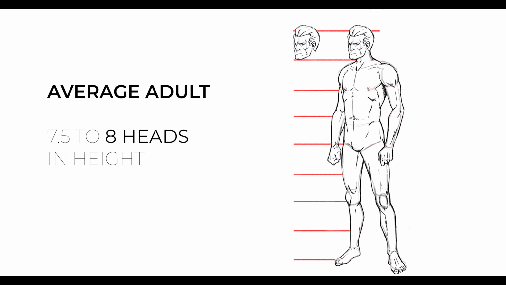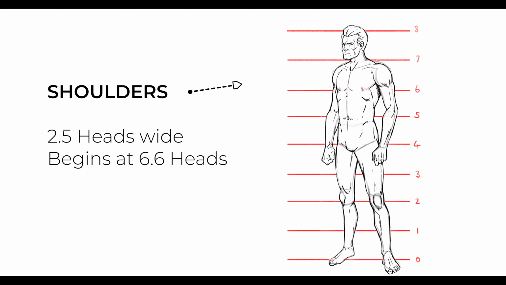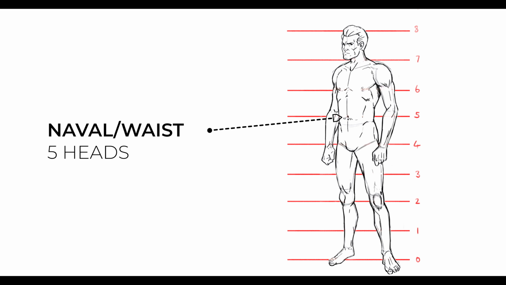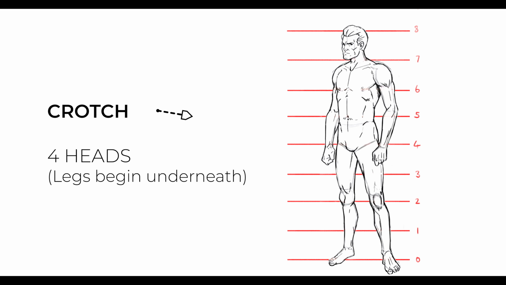Using the head as our unit of measurement, the average adult is between 7.5 and 8 heads high. Starting from the top, the shoulders start just under the 7 head mark, about 1/3 of a head down. The shoulders are also about 2.5 heads wide. Next, the navel, or the waist, is found at the 5th head mark and just a little smaller than the width of the shoulders. The crotch sits at 4 heads at the center of the body.